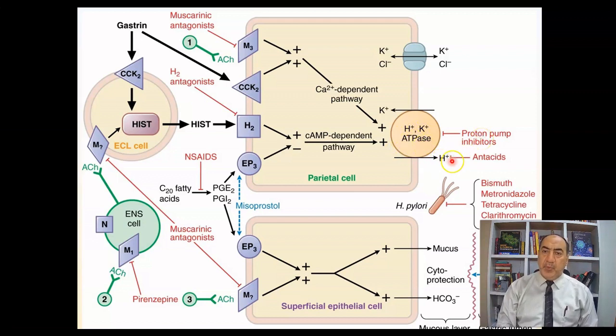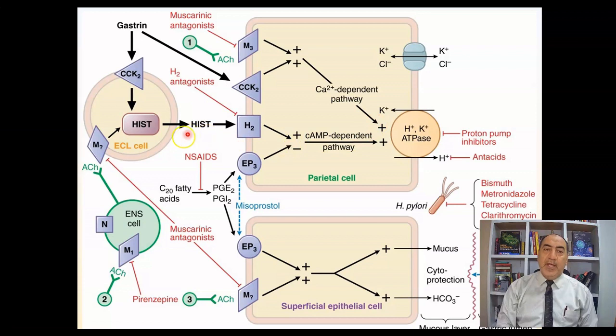This H release will be coupled with the chloride channel, which also will release chloride. So now I have Cl and H, so I have hydrochloric acid in the lumen only. They don't meet until they are in the lumen. Otherwise, it's going to be a disaster, right?